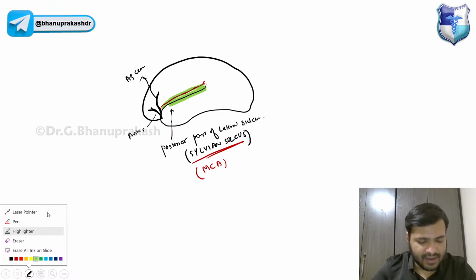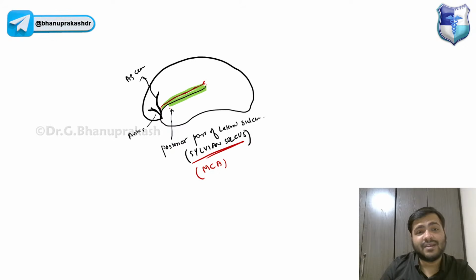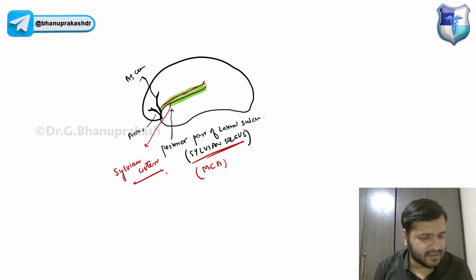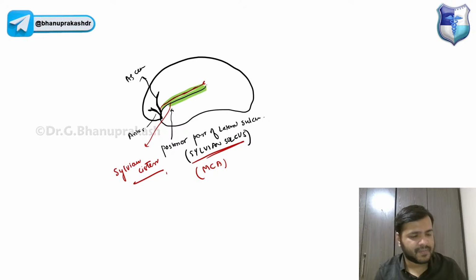Sorry, it is not the cisterna ambiens. It is the Sylvian cistern, just based on the name.